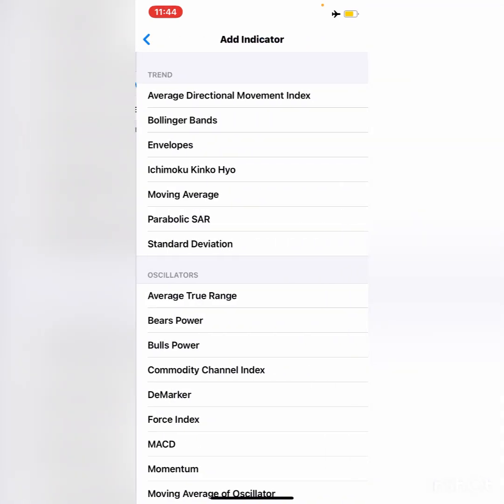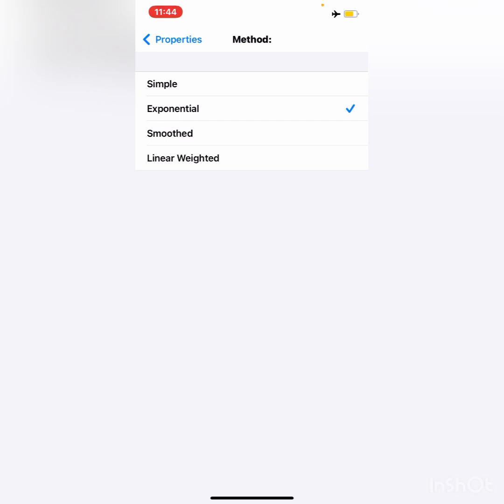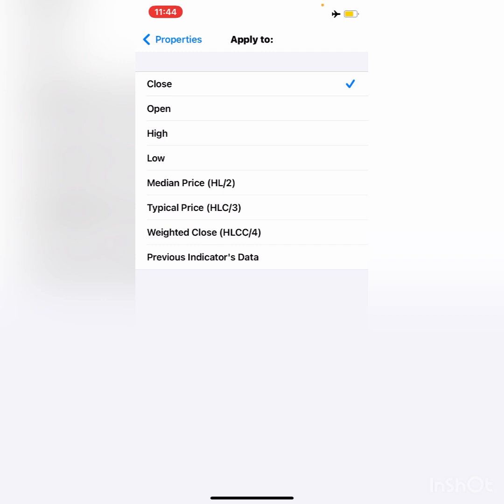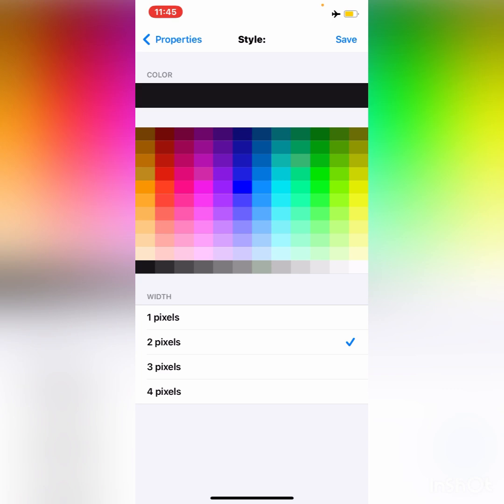The next indicator that I want is also going to go to my main window, and it's also a moving average, but this time it has a different period. It has a period of 50, a shift of 0, a method also is exponential, and then apply to. This time we're going to change to medium price, and then the styling, I'll choose the color black and save.